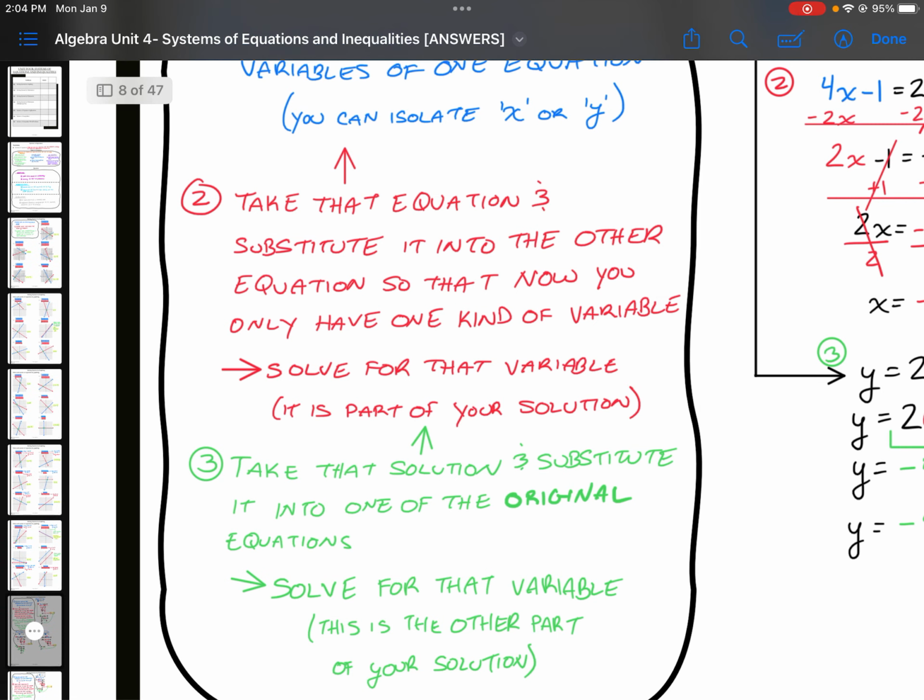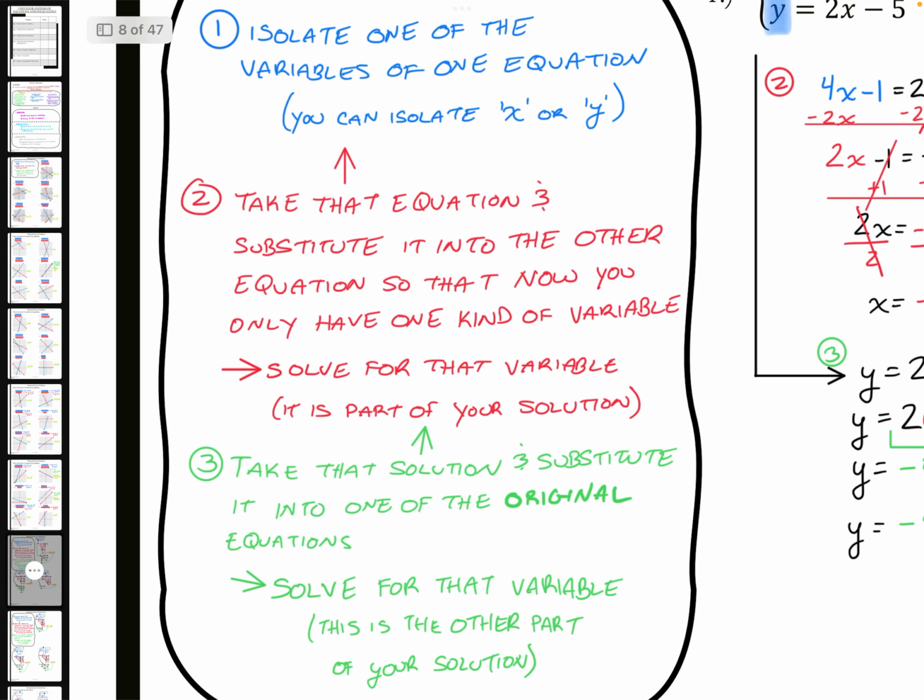On page 8, we're going to get started with substitution, the second method. Last class we did graphing, now we're going to do substitution. These are the steps for substitution, so I want you to go ahead and write all these down.